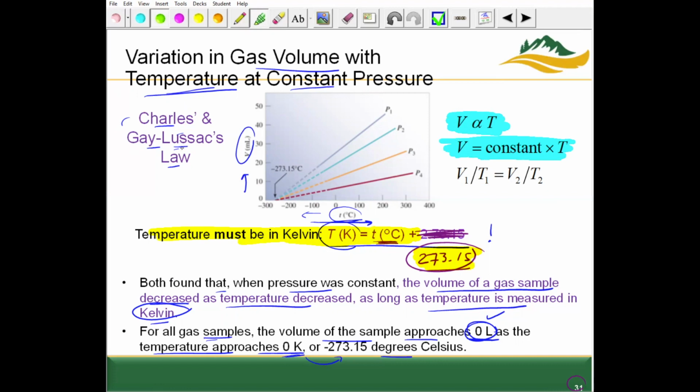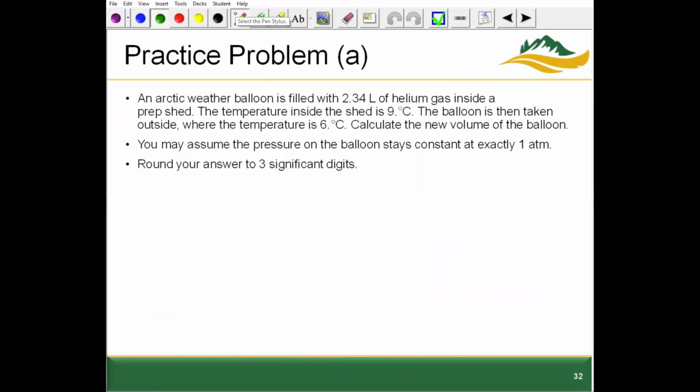Now for Charles' law, the equation you're going to want to remember, use, write on your note card, V1 over T1 is equal to V2 over T2. So now we have a connection between pressure and volume from Boyle's law, now volume and temperature from Charles' law. Let's do this practice problem.